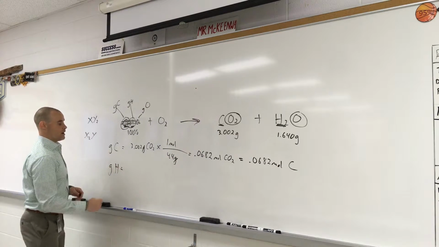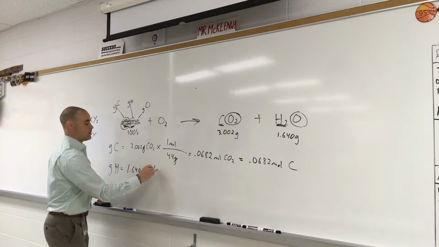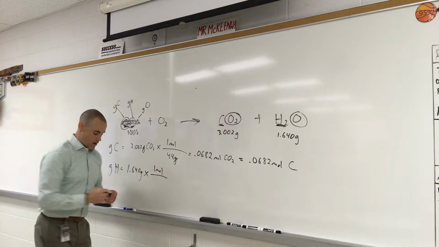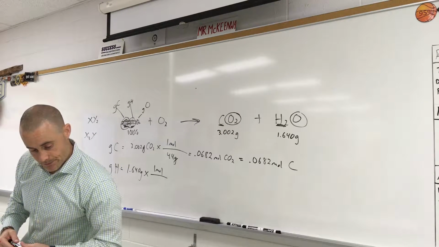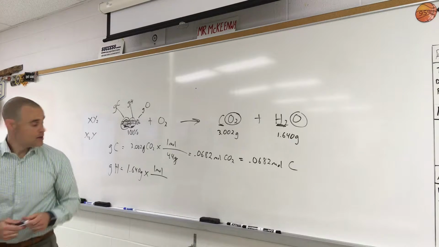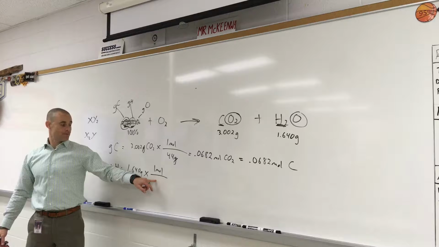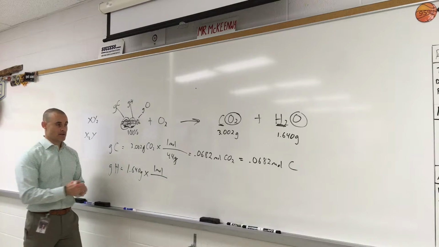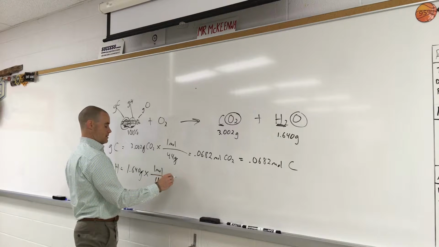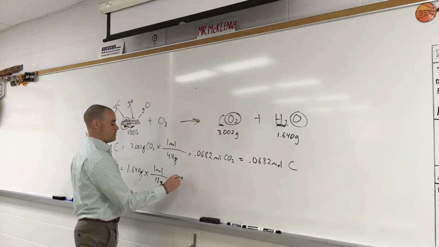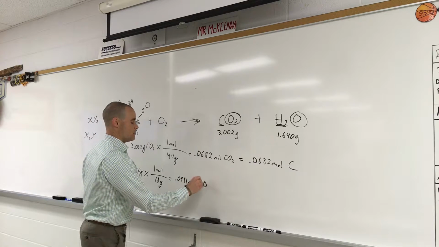Grams of hydrogen. Alright, so we got to take 1.640 grams times 1 mole over. Now, let's see what I got for this number here. Okay, so what am I dividing by? The molar mass of water, right? So what is it? 18 grams. So, Luke, what'd you get for that? 0.0911? Yep. Okay, that's moles of H2O. All right.